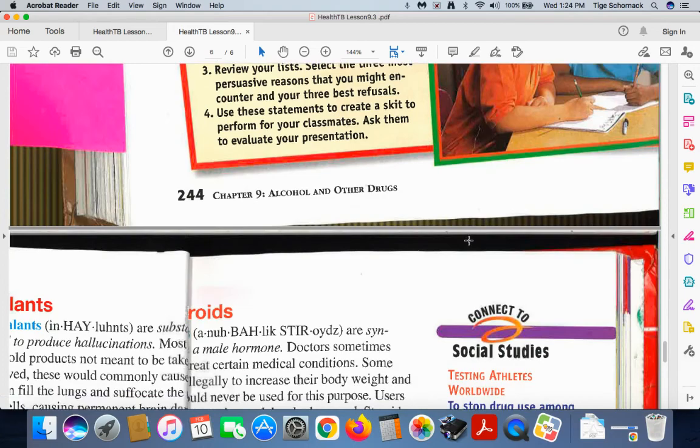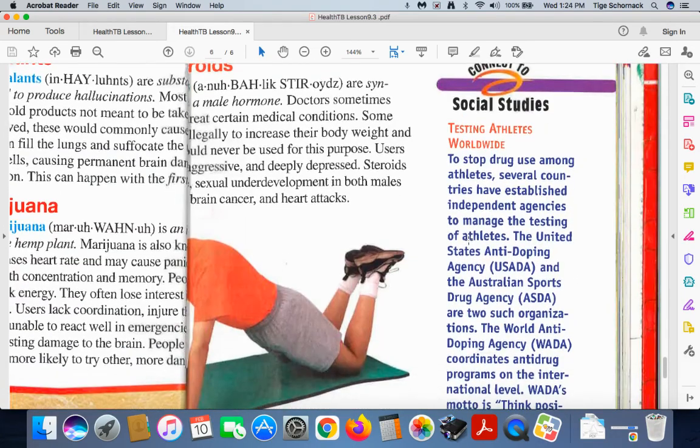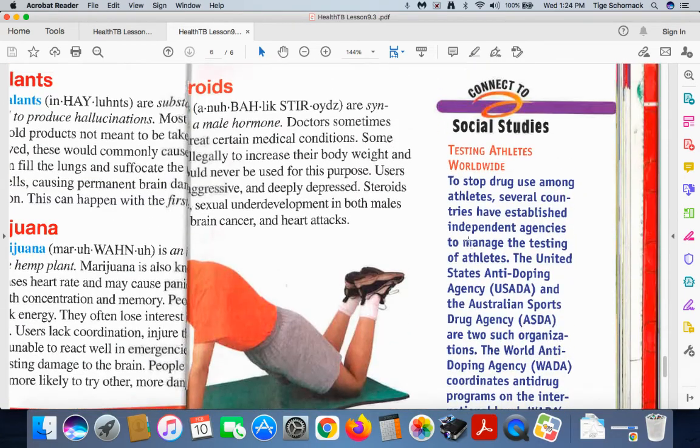We're not going to do the skit. And my kid screwed up steroids, the page. Sorry.